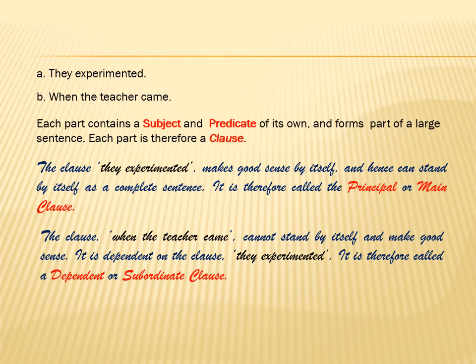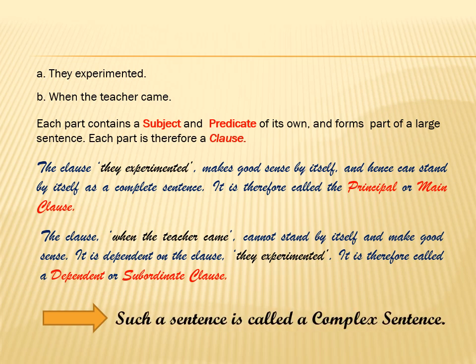So now we are in a position to differentiate between the principal clause or main clause and dependent or subordinate clause. The principal clause here is they experimented and it is a complete sentence. The subordinate clause is when the teacher came. It is just not a complete sentence and it depends on the previous part of the sentence called they experimented. So subordinate clause is dependent on the main clause or the principal clause. So such a sentence is called a complex sentence.